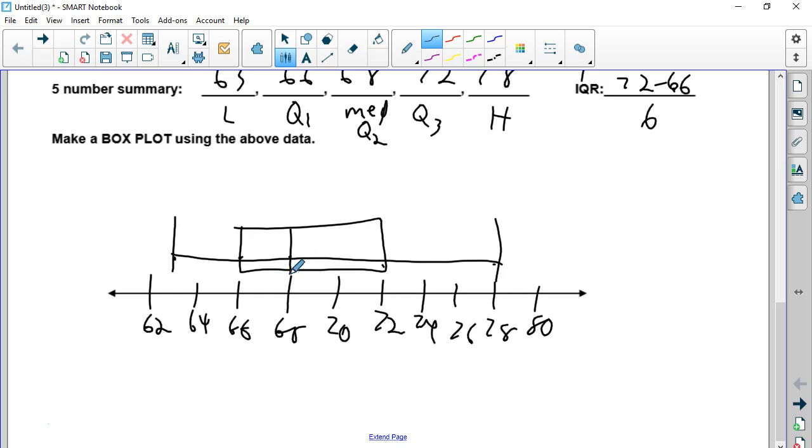And again, this is my Q1, this is my median, this is my Q2. This is my low, that's my high. And again, 25% of the population here, here, here, and here. That is why they're called quartiles. They're divided up into 4 even spaces.